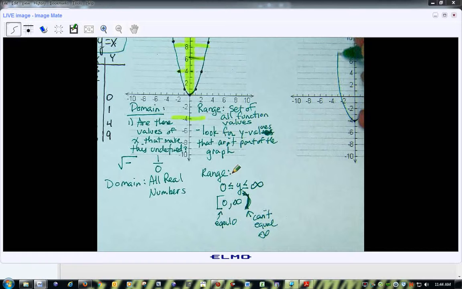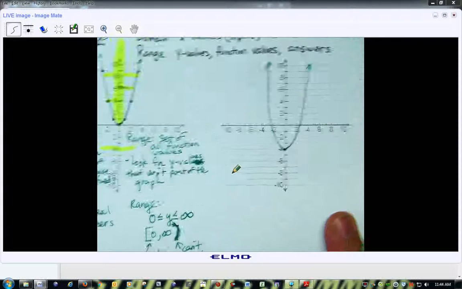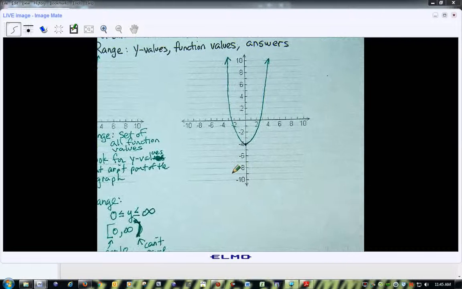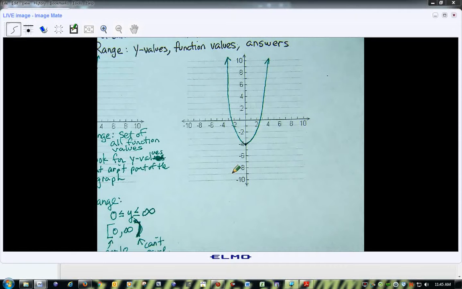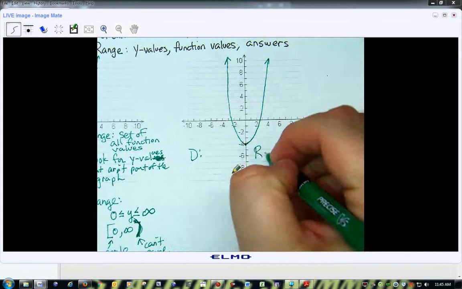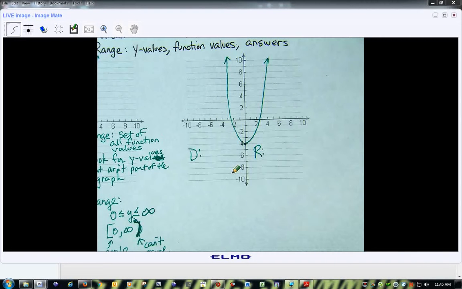All right, so now, here's a graph. I want you to figure out the domain, and I want you to figure out the range. And you have 30 seconds.